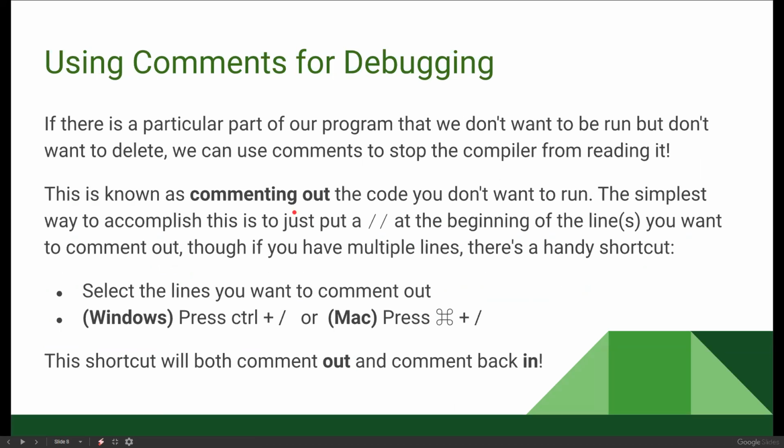Comments are very useful for debugging, for figuring out where an error might be occurring in our program and trying to solve it. If there's a particular part of our program that we don't want to be running, but we don't want to delete, because maybe we spent some time working on it and we don't want to delete it yet, we can use comments to stop the compiler from reading it. This is called commenting out code, so that it is not going to be run.